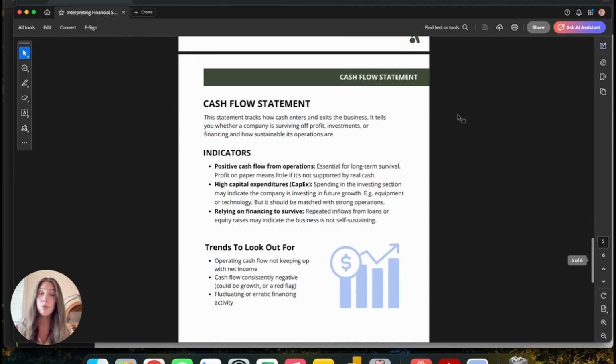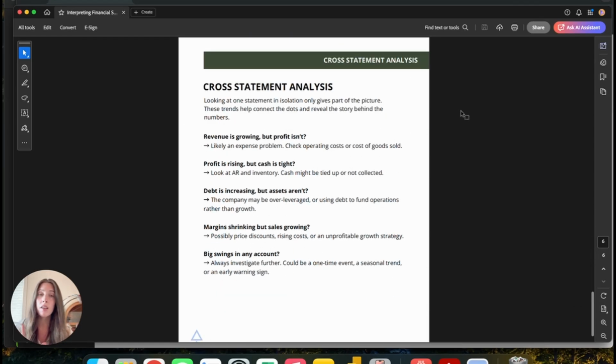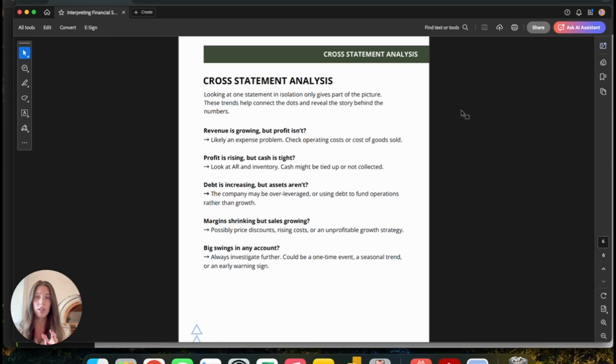So looking at these three statements in isolation is good, but if you really want a clear picture of what's going on in the company, you kind of have to look at all of them together. So if revenue is growing, but profit isn't, there's likely an expense problem. If profit is increasing, yet cash is decreasing or it's tight, there might be a collections, accounts receivable, or inventory issue. You basically want to know, why is cash tied up right now if business seems like it's booming?